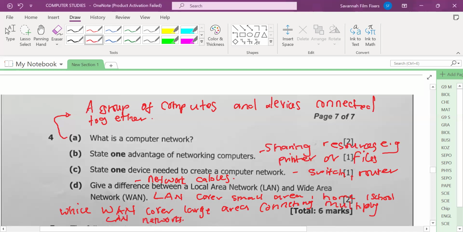Okay, question 4 wasn't that hard. Any question?